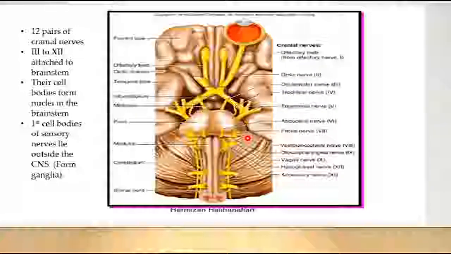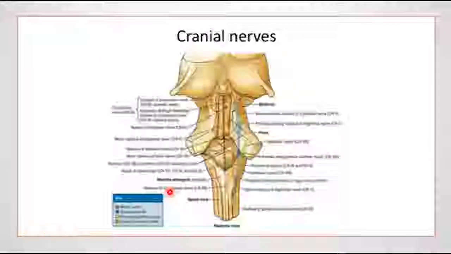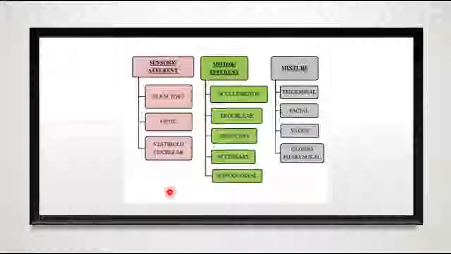This is a diagram that is not so clear, but it shows the nerves from 1 to 12. We have 12 pairs of cranial nerves, and cranial nerves 3 to 12 are attached to the brainstem, and their cell bodies are nuclei in the brainstem. You can look at this one later. The diagram is not so clear, but it shows the different nuclei associated with the different nerves that are distributed in the midbrain. We'll look at it later.